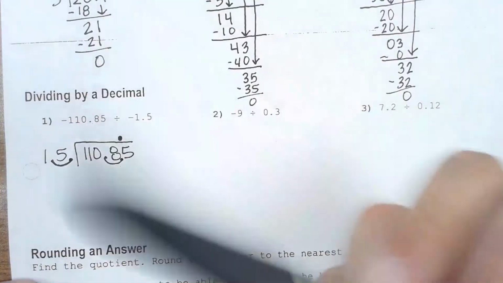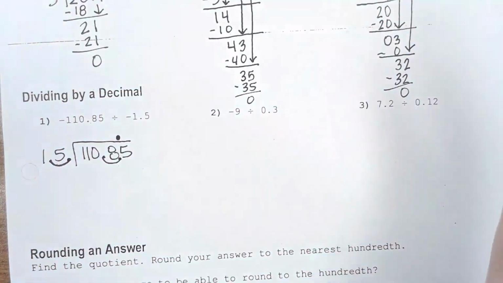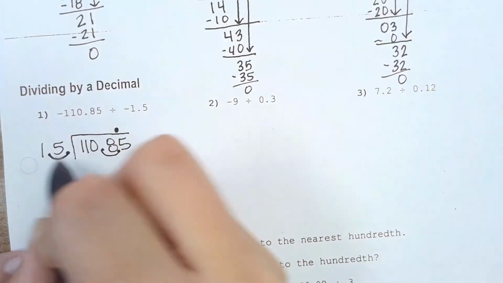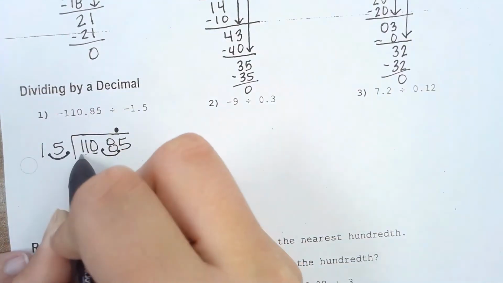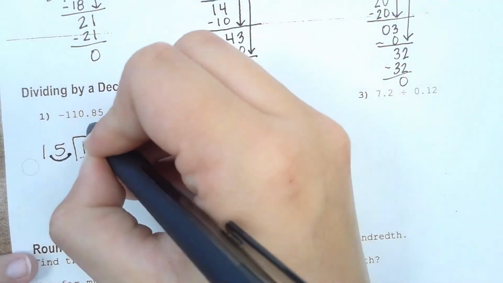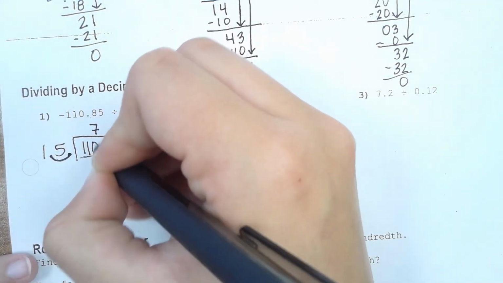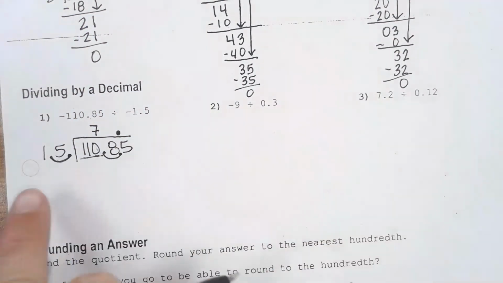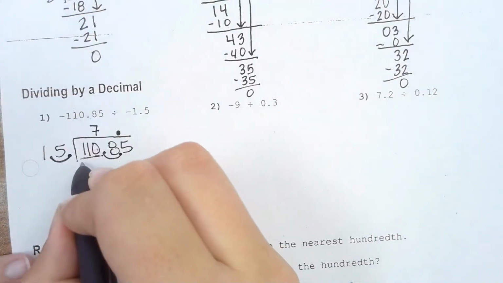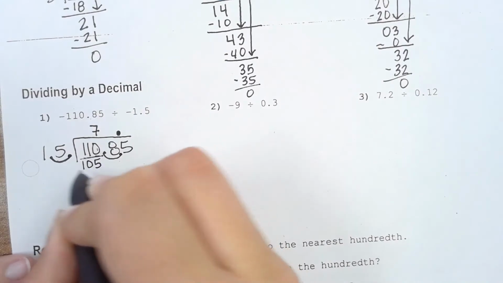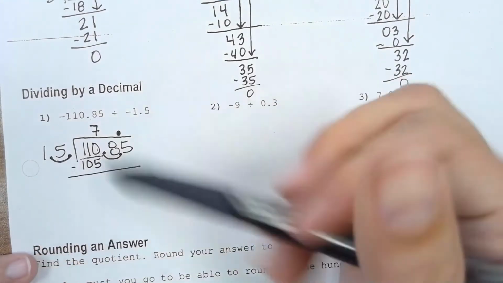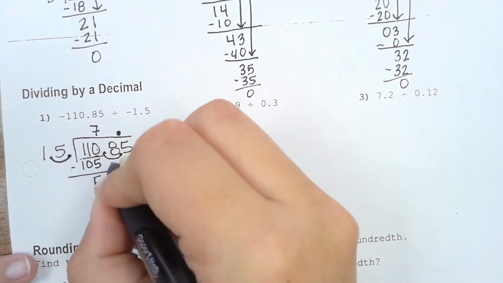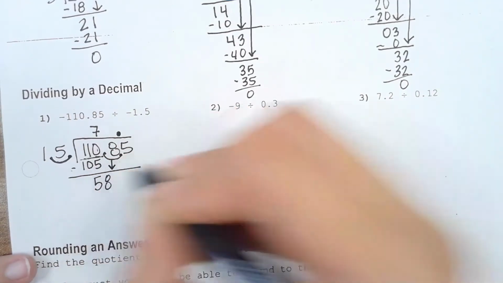And again, make sure you're putting your number where it needs to go. We were taking 15 into 110, so I need to make sure that my 7 is above my last number there, which was the 0. So 15 times 7 gave me 105, and I'm subtracting those. 110 minus 105 is 5. I am going to bring down the 8.